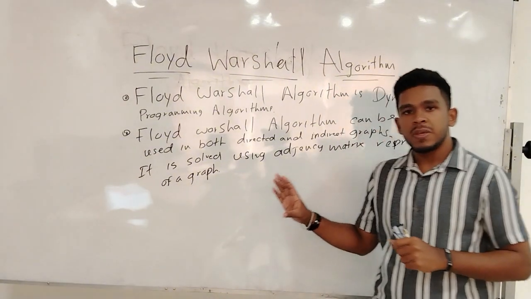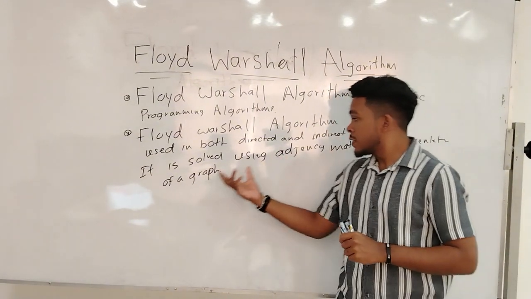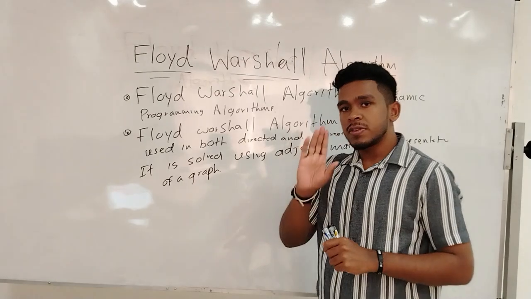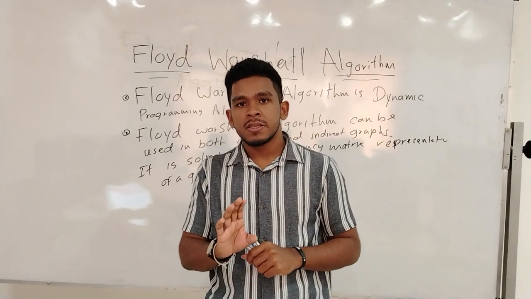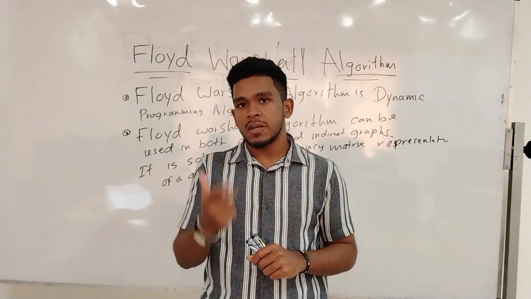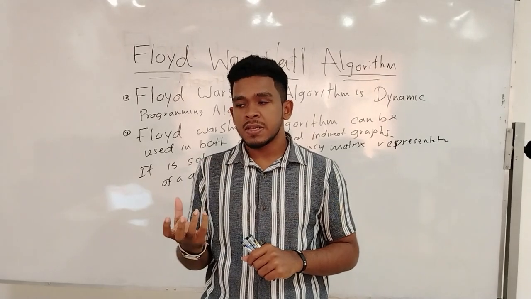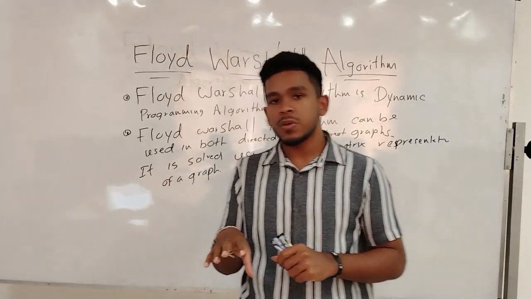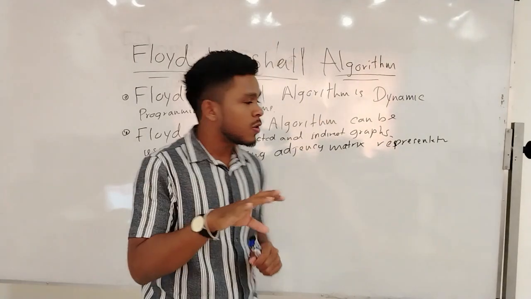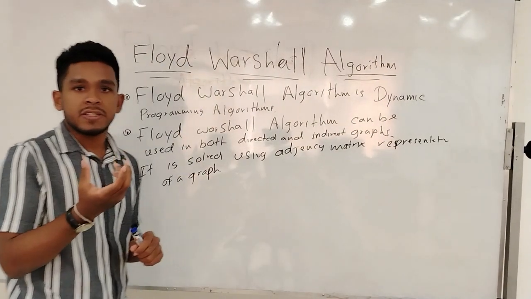And this cannot be used with negative cycles, but both negative and positive weights can be contained in these graphs, and the Floyd Warshall algorithm is used to solve graphs with both negative and positive weights.